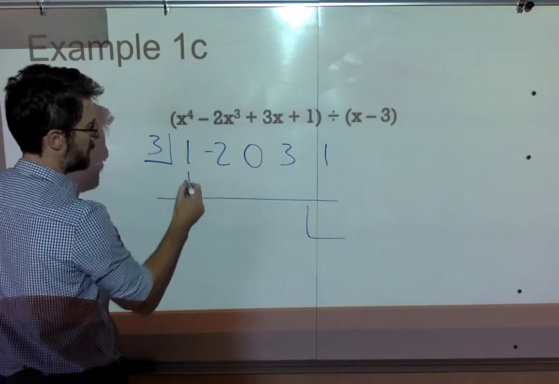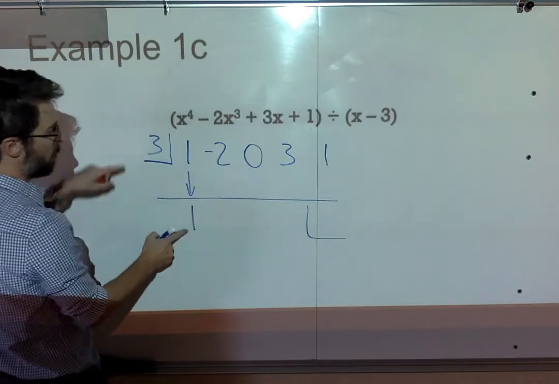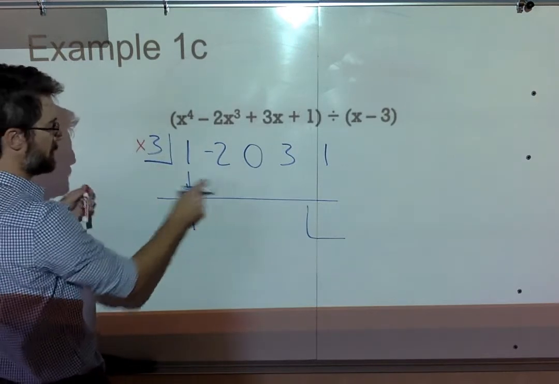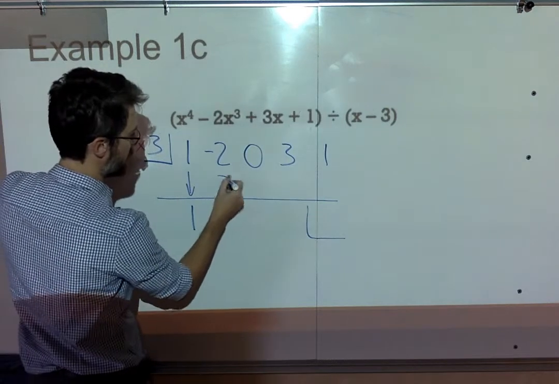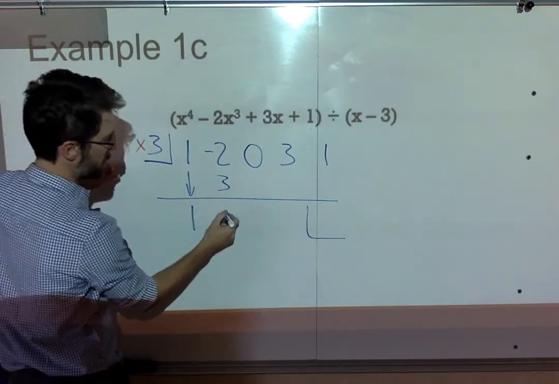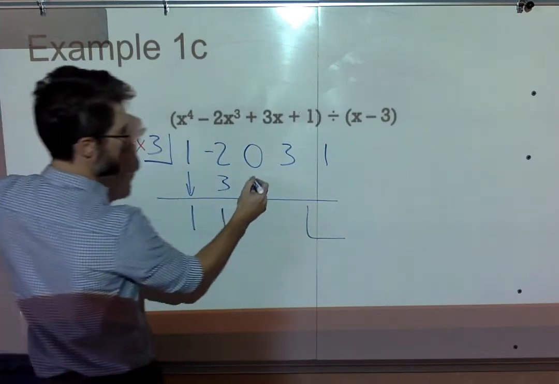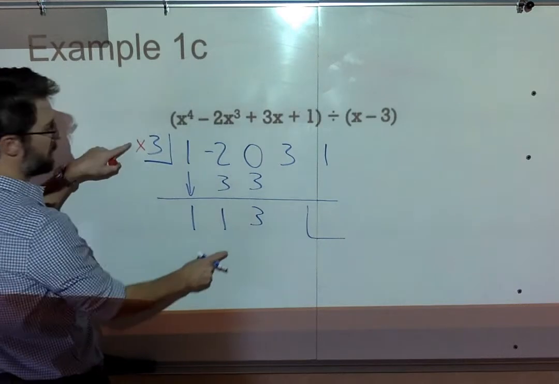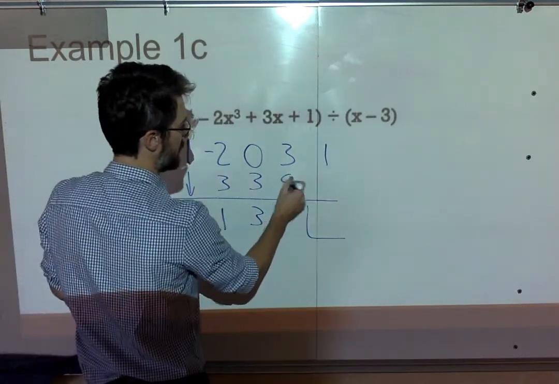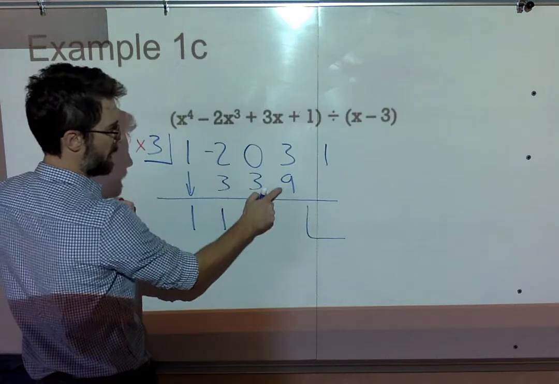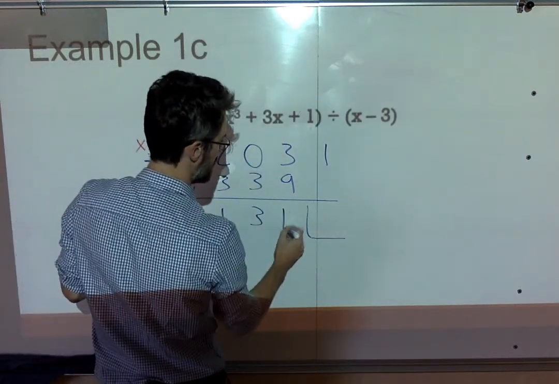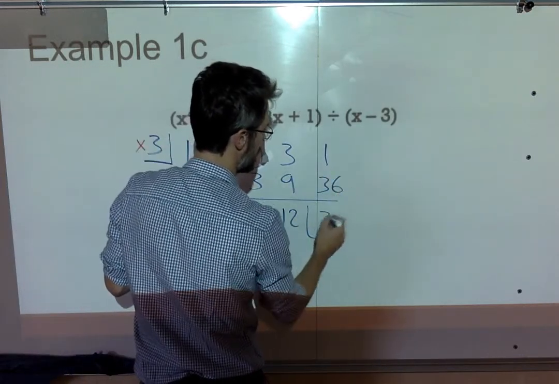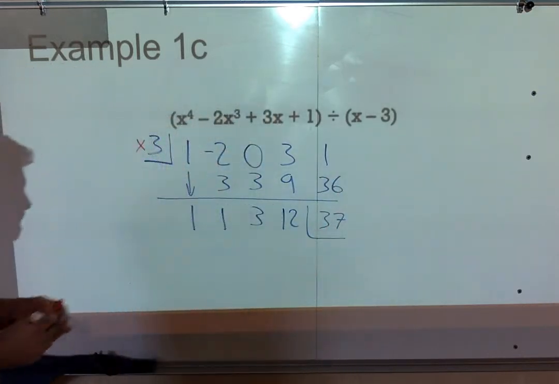The 1 goes straight down. 1 times 3, right? We're always coming back to this number to multiply to get the one that goes here. So 1 times 3 is 3. -2 plus 3 is 1. 1 times 3 is 3. 0 plus 3 is 3. 3 times 3 is 9. And 3 plus 9 is 12. 3 times 12 is 36. And that makes 37 for the remainder.